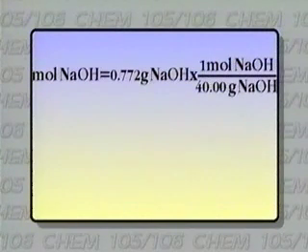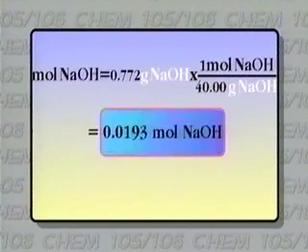So step number 1 is to solve for the number of moles of known. 0.772 divided by 40, and we have 0.0193 moles of NaOH.